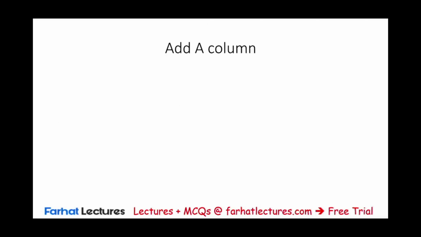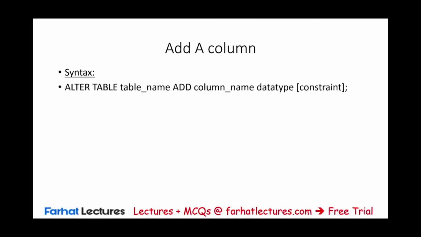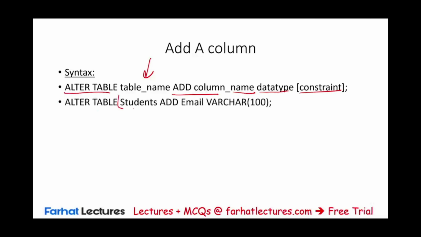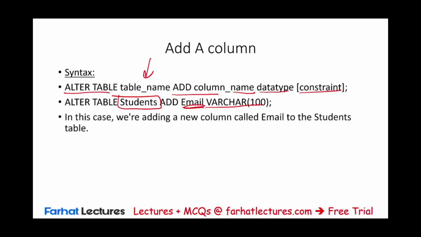So the language would look something like this. Alter table, that's the command. You put the table name, whatever the table name is, add column, name of the column, data type, and what constraint you want to add. For example, alter table students, that's the table that we're altering, and add the email, and the email could be a variable character up to 100.